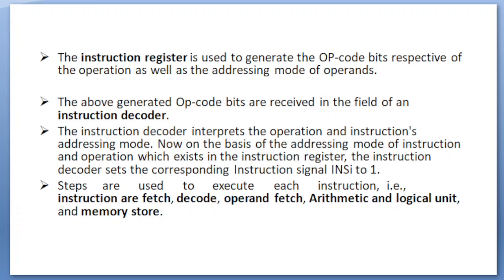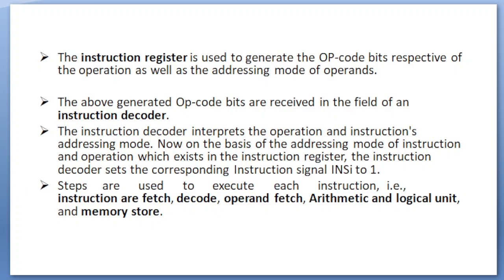Next is the instruction decoder. The generated opcode bits are received by the instruction decoder. The instruction register already produced the opcode bits, and the instruction decoder receives them. Then the instruction decoder interprets the operation and the instruction's addressing mode. On the basis of the addressing mode and operation which exist in the instruction register, the instruction decoder sets the corresponding instruction signal, INS1 to INSn, to 1.